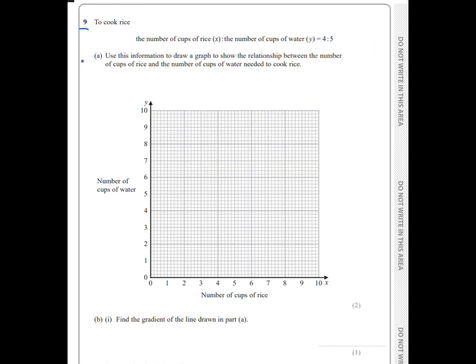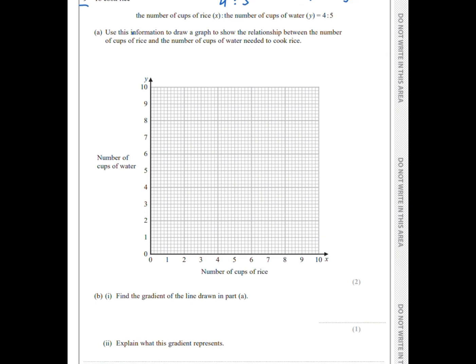I hope that's clear. It says that to cook rice, the ratio of the number of cups of rice x to the number of cups of water y is 4:5, which means that for every 4 cups of rice, there should be 5 cups of water. Oh, sorry, that's y. And we can also write it by cross multiplying, and it could be 5x equals 4y. Considering that in mind, use the information to draw a graph to show the relationship between the number of cups of rice and the number of cups of water.